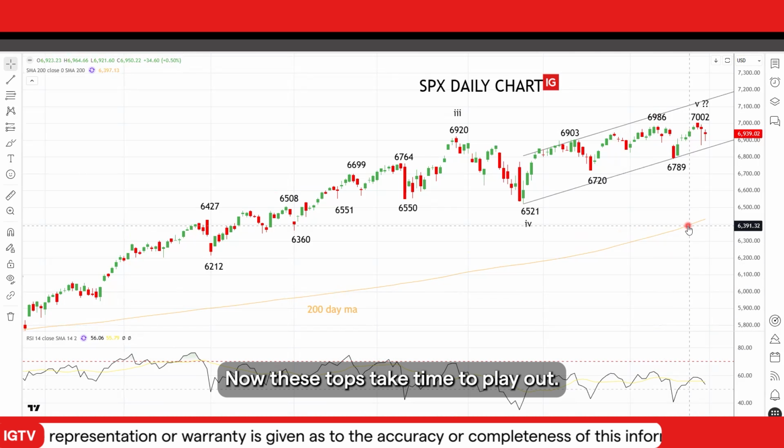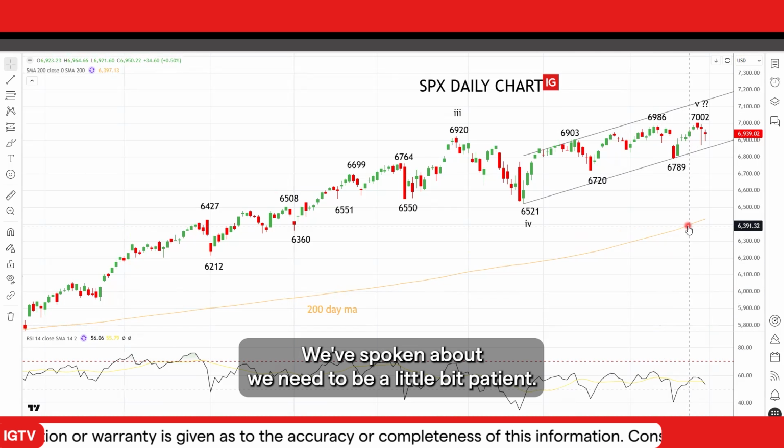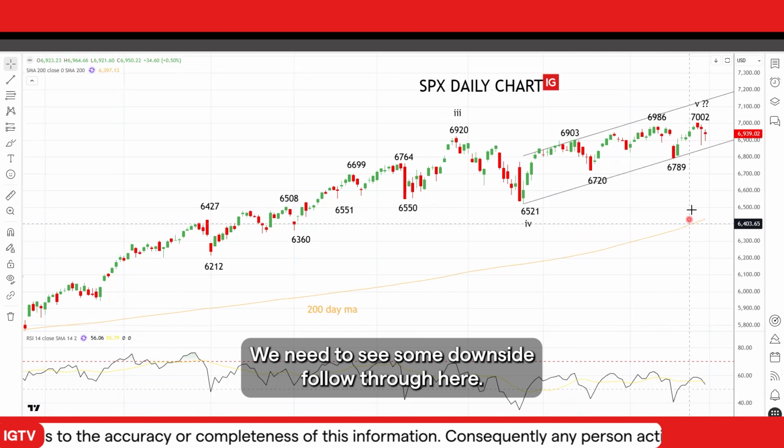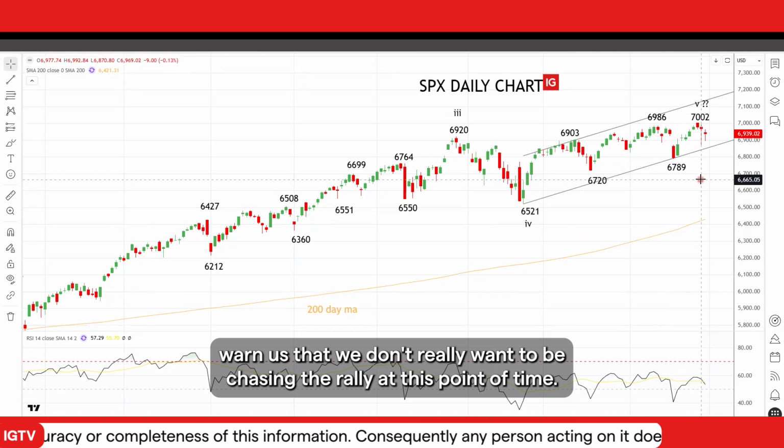Now, these tops take time to play out. We've spoken about how we need to be a little bit patient. We need to see some downside follow through here. But it also does warn us that we don't really want to be chasing the rally at this point in time.